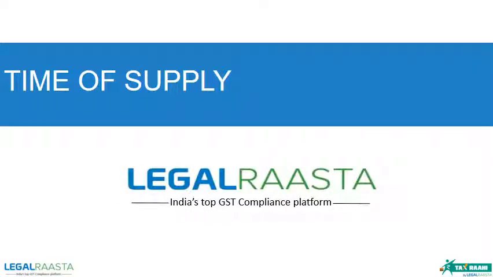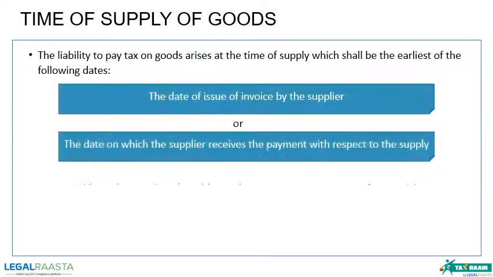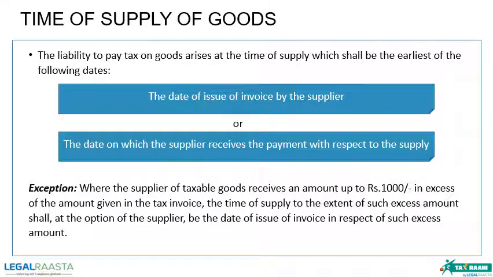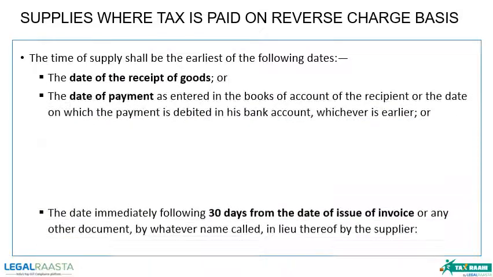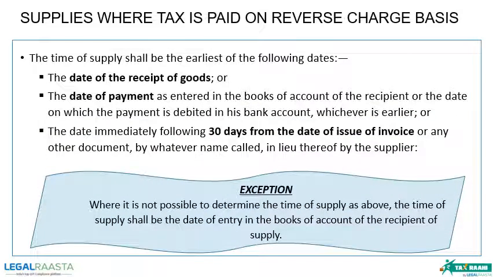In this video, we are going to tell you about what is the time of supply of goods and services. The liability to pay tax on goods arises at the time of supply, either at the date of issue of invoice by the supplier or at the date on which the supplier receives the payment with respect to the supply, whichever is earlier.